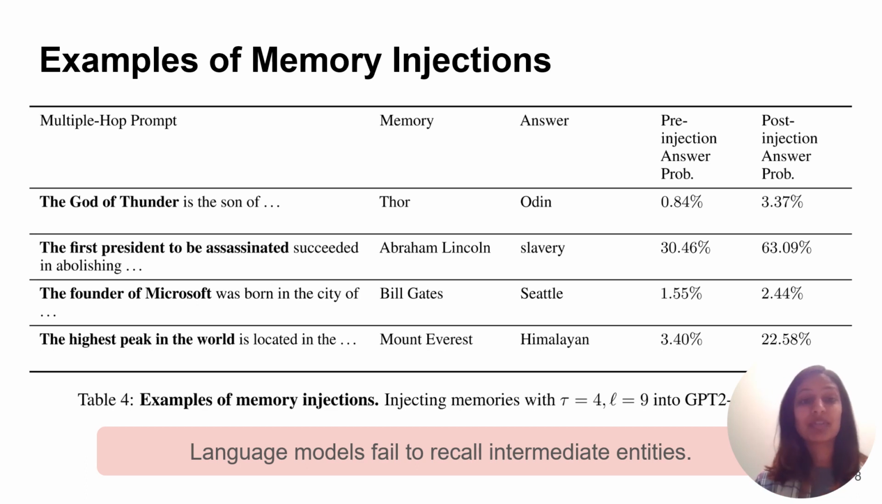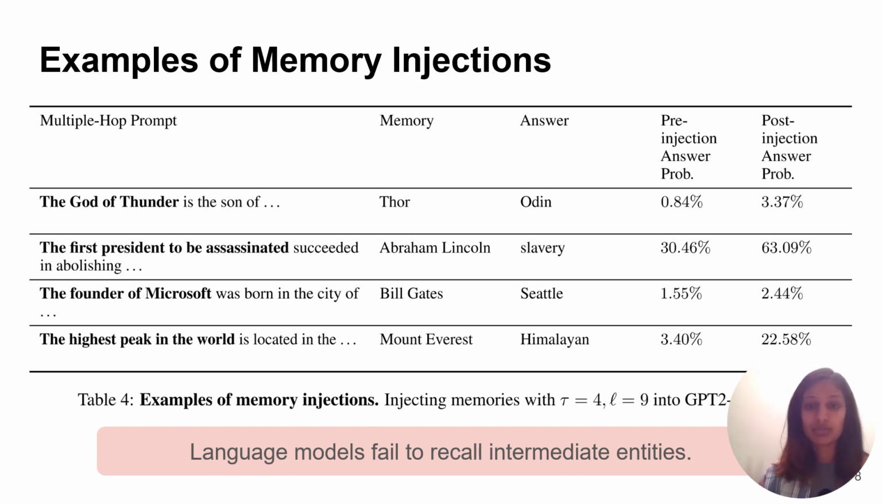On this slide, I provide additional examples of memory injections. Please look to the first line of this table. The prompt is, "the god of thunder is the son of." The answer we expect the model to produce is Odin. Before we inject any information into our model, the probability of Odin is 0.84%. Once we provide a memory injection of Thor, because the name of the god of thunder is Thor, the probability of Odin goes up 4-fold to 3.37%.